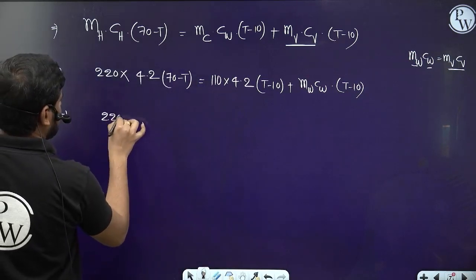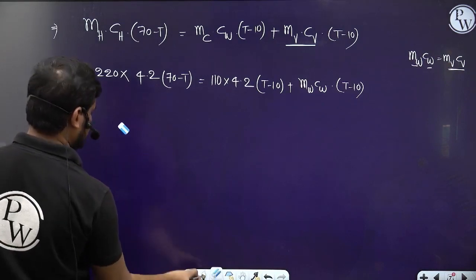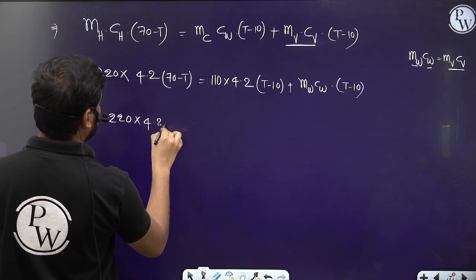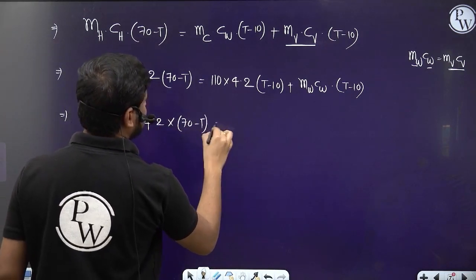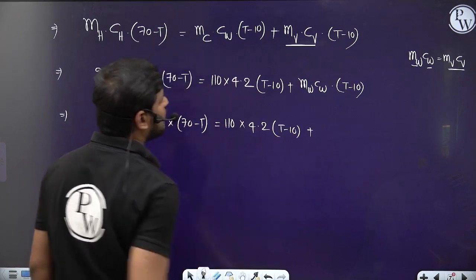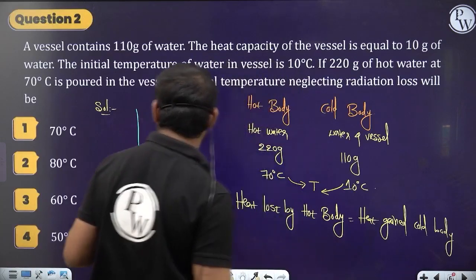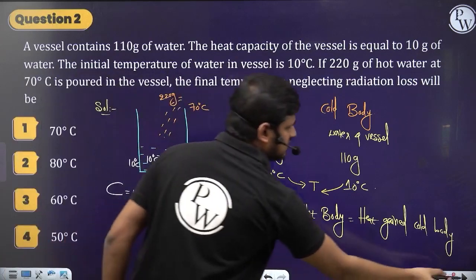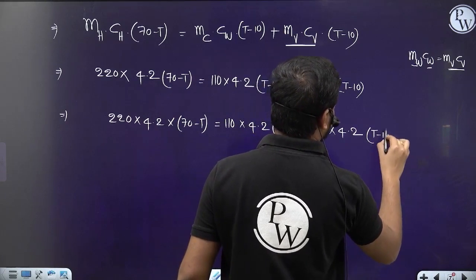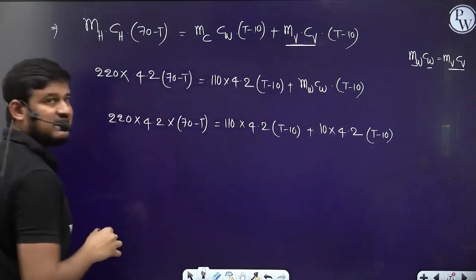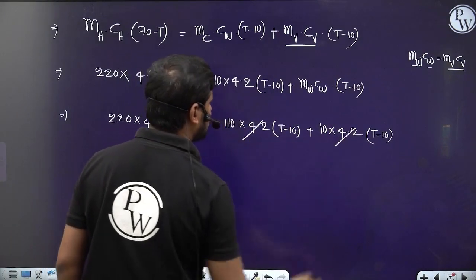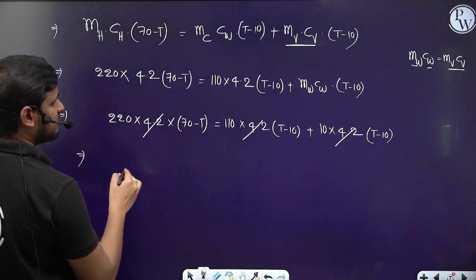Then substitute the values simply. So 220 into 4.2 into 70 minus T is equal to 110 into 4.2 into T minus 10, plus the mass of the water, which is nothing but the equivalent, which is 10 grams. So 10 into the C of the water, which is 4.2 again, into T minus 10. All the values are known except T. Then simply go for the calculation. Here 4.2, 4.2, 4.2 get cancelled. Then find the final answer.